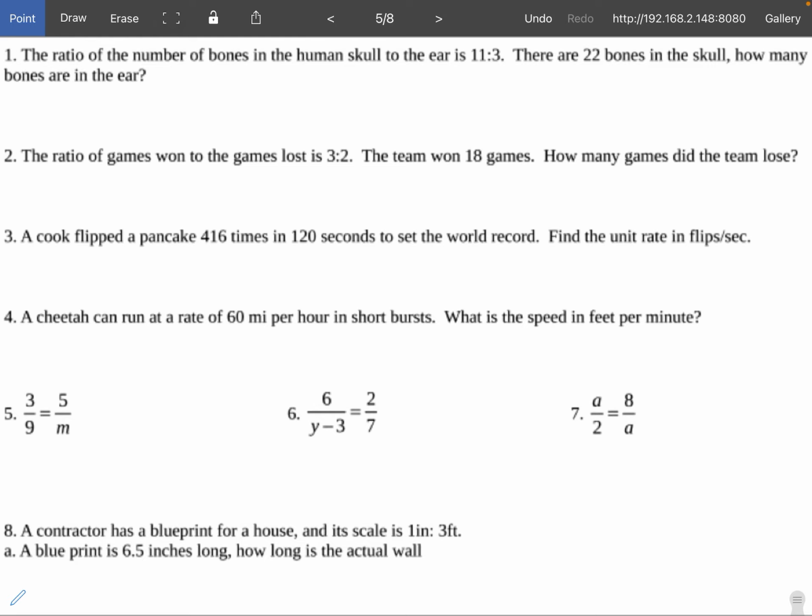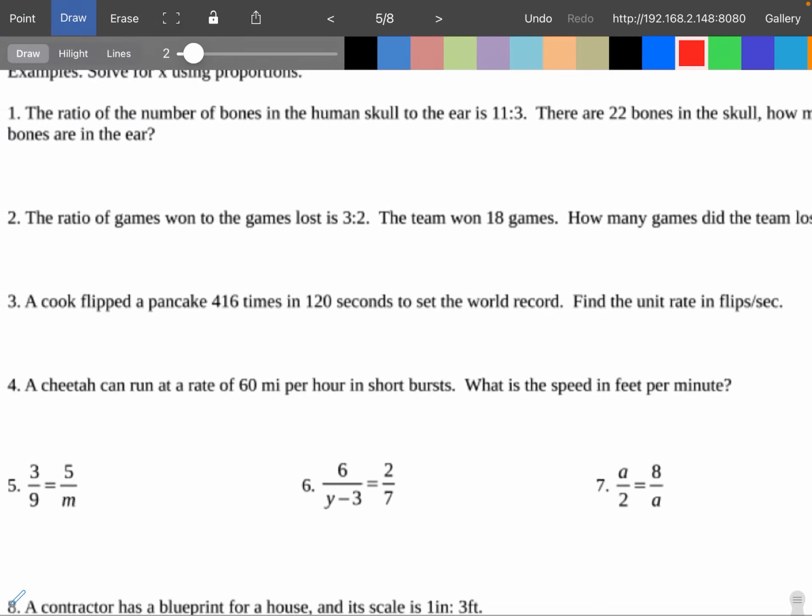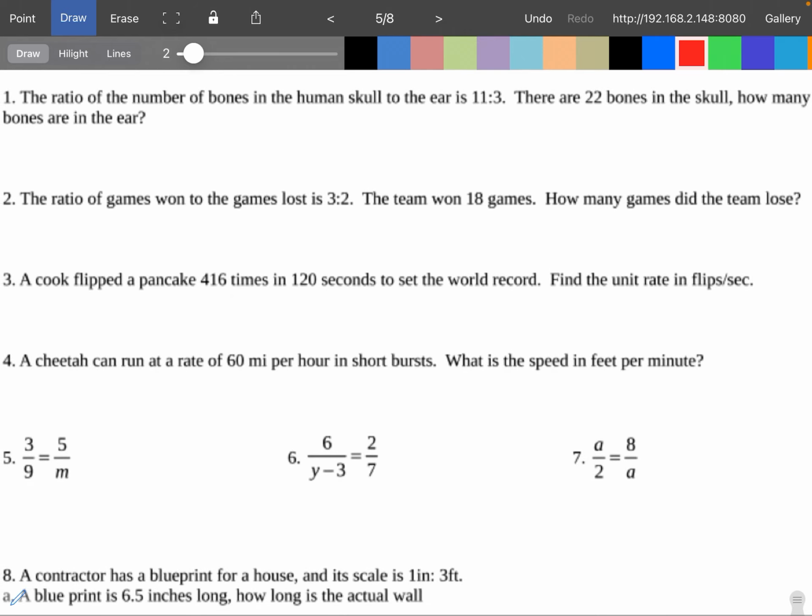All right, so what do we got here? It says the ratio of the number of bones in the skull to the ear is 11 to 3. So 11 to 3, you can see right here you have human skull to the ear, right? Well, that means the 11 goes with the skull, and then the 3 goes with the ear.